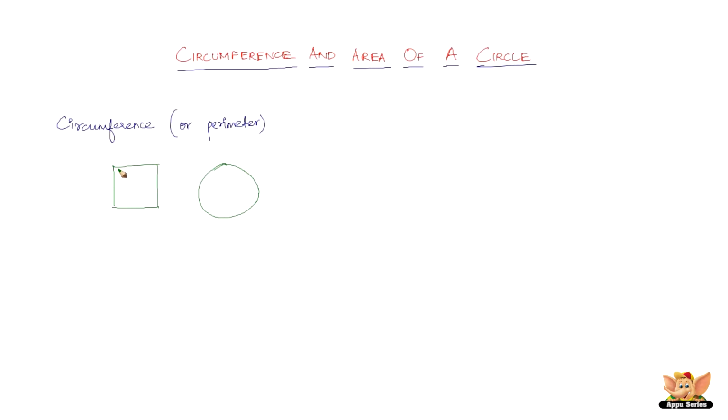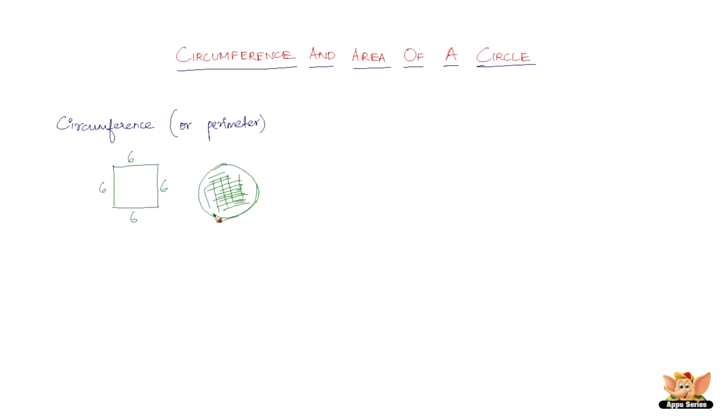Now in the case of a square or a rectangle, you just have to add the length of each side. If this is 6, this is going to be 6, it's going to be 6, it's going to be 6. So it's 6 plus 6 plus 6 plus 6. That's how you find the perimeter of a square or a rectangle or whatever that may be. But in the case of a circle, how do you find the length of the boundary that encloses this circular area? That is what we need to know now.